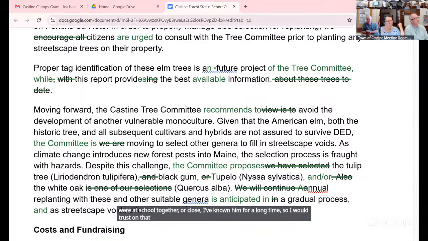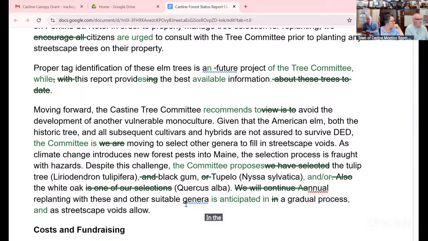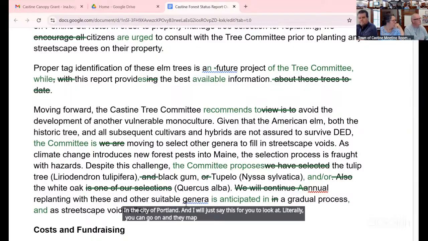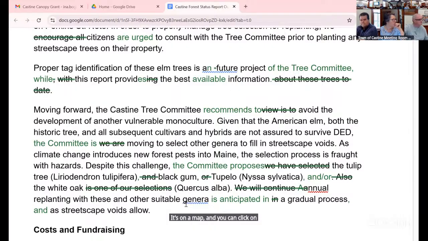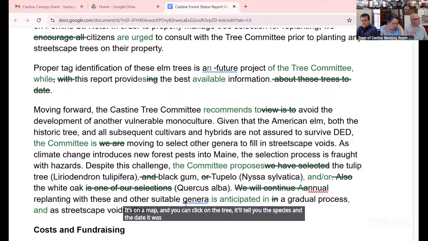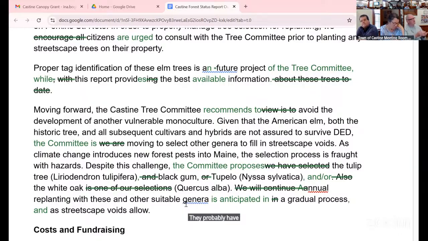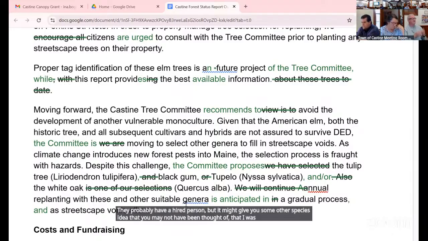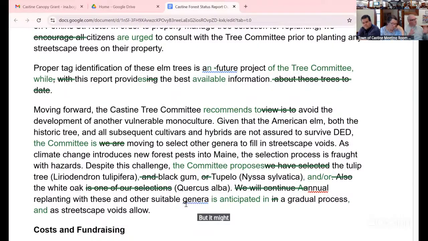But I did some work in the city of Portland, and I will just say this for you to look at. Literally, they map every tree they've ever planted. It's on a map, and you can click on the tree and it'll tell you the species and the date it was planted. They probably have a hired person for that, but it might give you some other species ideas that you may not have thought of. I was quite surprised, I was shocked about the whole thing. I think it's available to the public, and they do different things in different locations. I don't know why; I didn't get into that part.